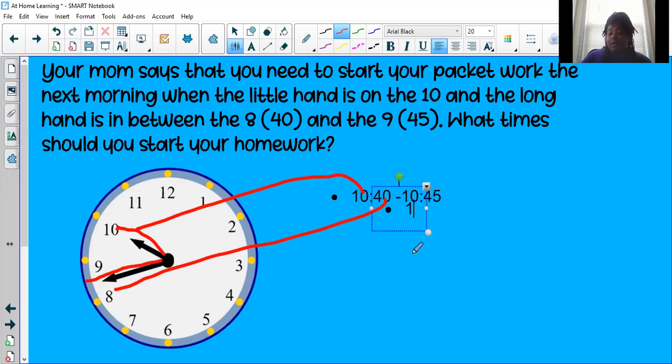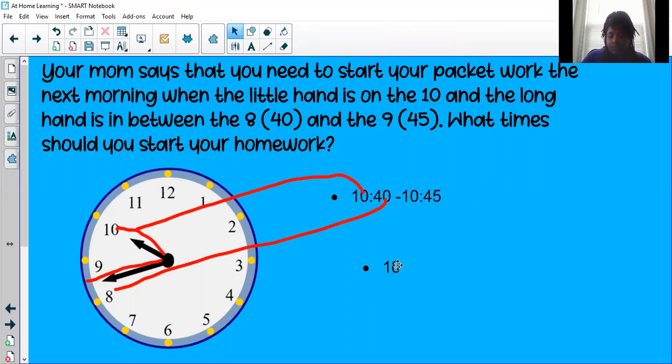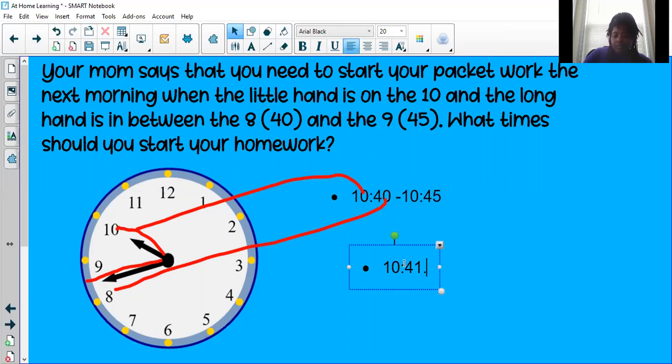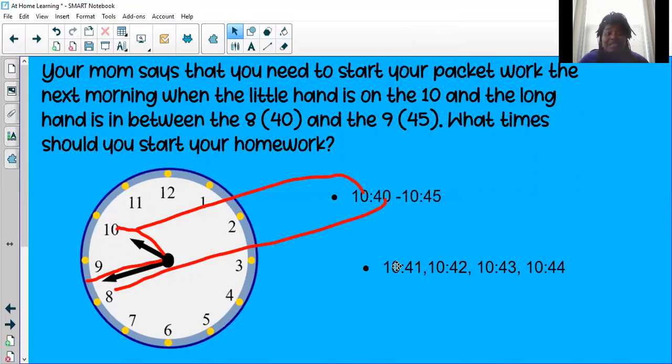So the numbers we're going to be looking out for that it could possibly be are 10:41, 10:42, 10:43, 10:44. So those are our possible times we should start our homework.